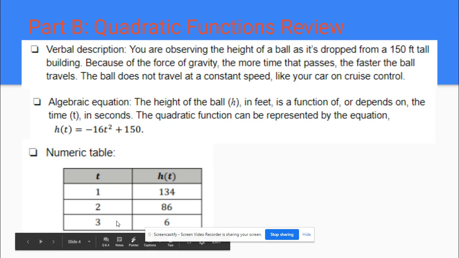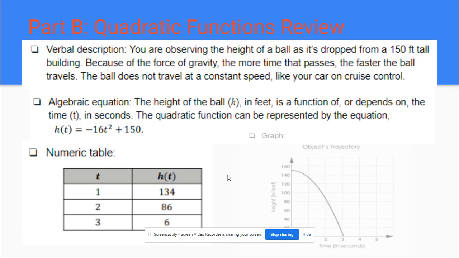If I look at a quadratic function in a numeric table, I cannot see a common rate of change, whether it be increasing or decreasing. I cannot find that with the first differences. This one happens to be decreasing because the ball is falling. If I were to find the common difference of each of the first differences, I would then be able to see that it is in fact a quadratic function.